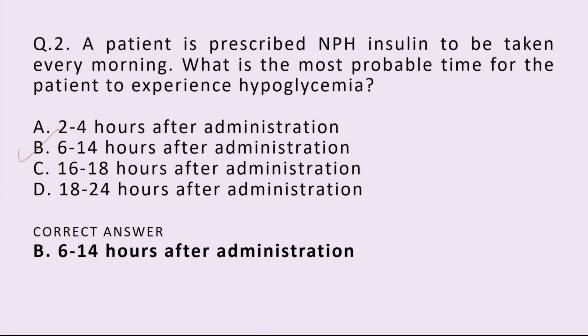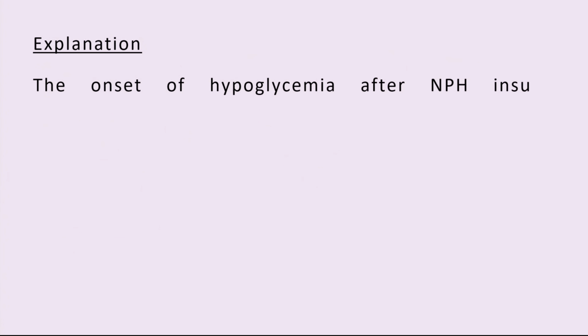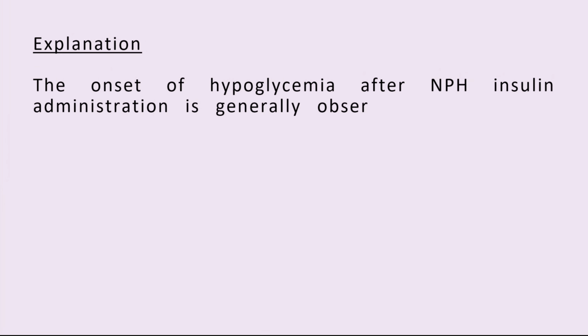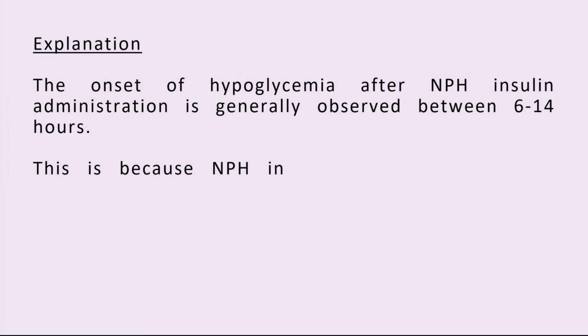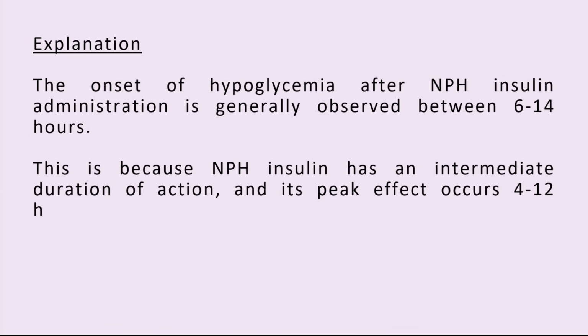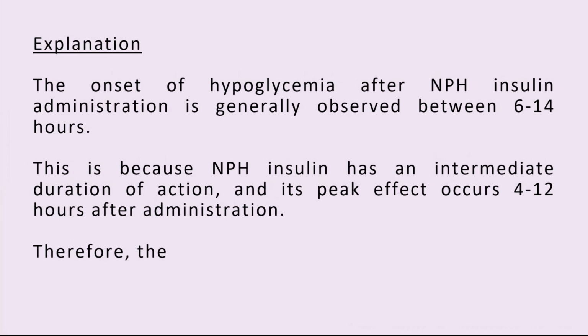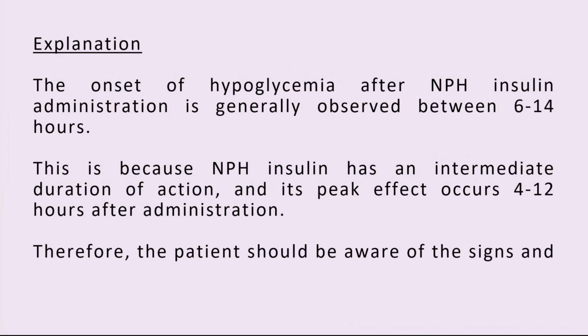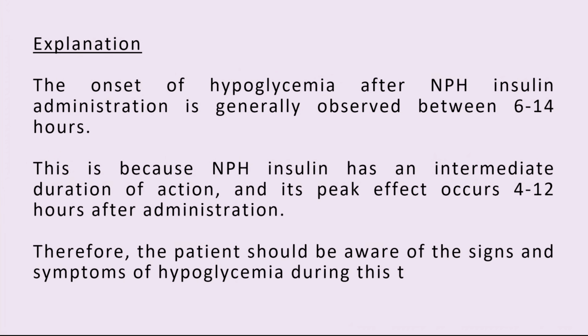Why? Explain. The onset of hypoglycemia after NPH insulin administration is generally observed between 6 to 14 hours. This is because NPH insulin has an intermediate duration of action and its peak effect occurs 4 to 12 hours after administration. Therefore, the patient should be aware of the signs and symptoms of hypoglycemia during the time period.